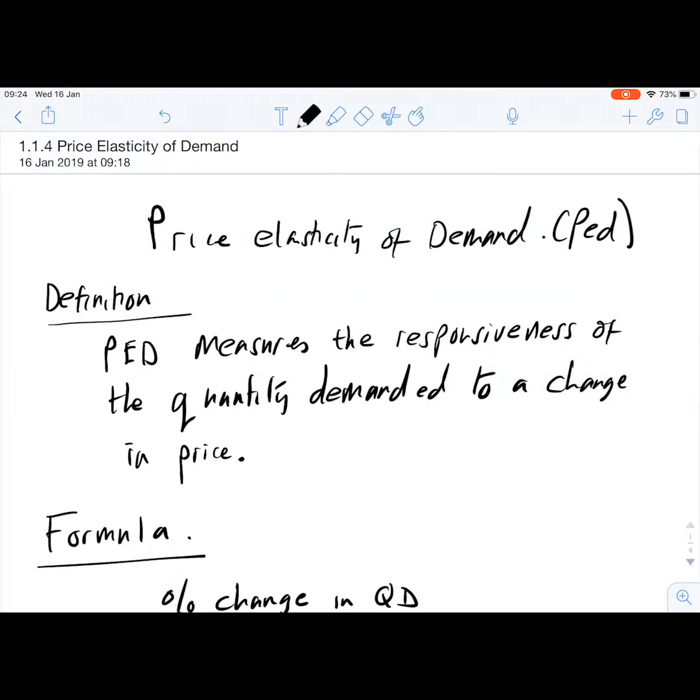This video is about price elasticity of demand. What is price elasticity of demand? What does it measure? Well, it measures how responsive quantity demanded is to a change in price. So if price was to increase or decrease, how responsive would demand be to that?